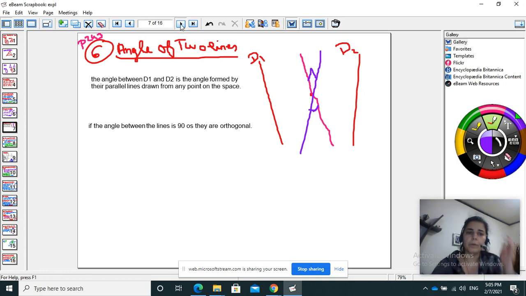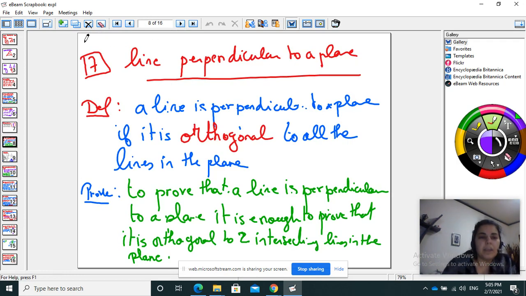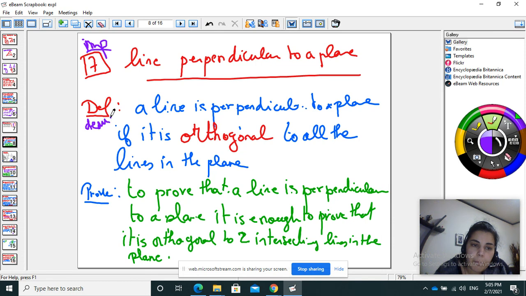Part 7. This is very important. Very, very important. And this one we'll use too much in the chapter. Line perpendicular to a plane. First, let's see what is the definition. Meaning, what I can deduce every time I have a line perpendicular to a plane or orthogonal to a plane.